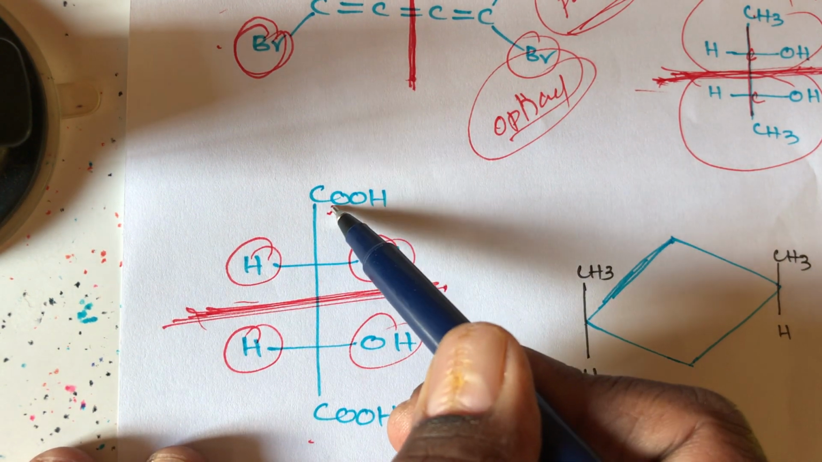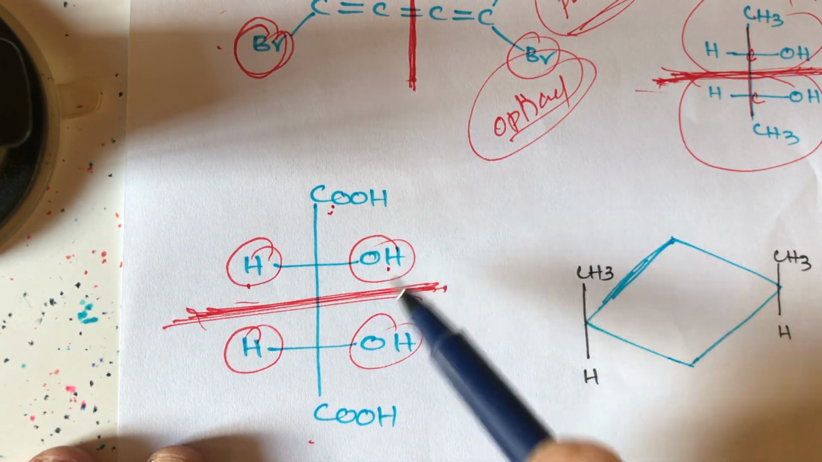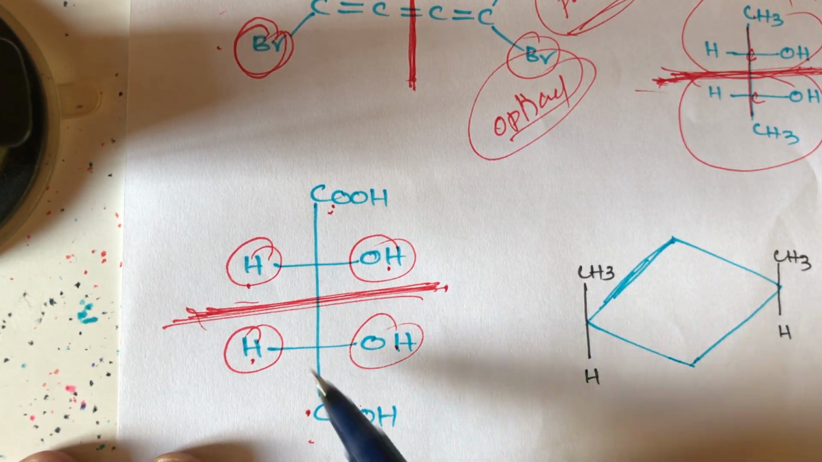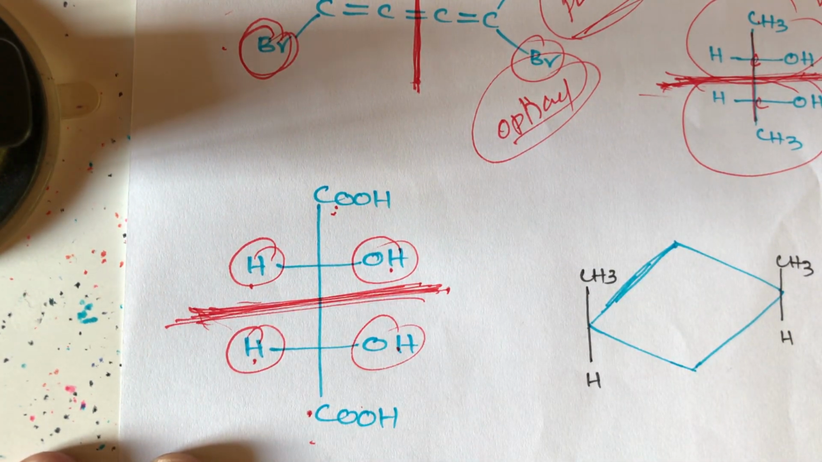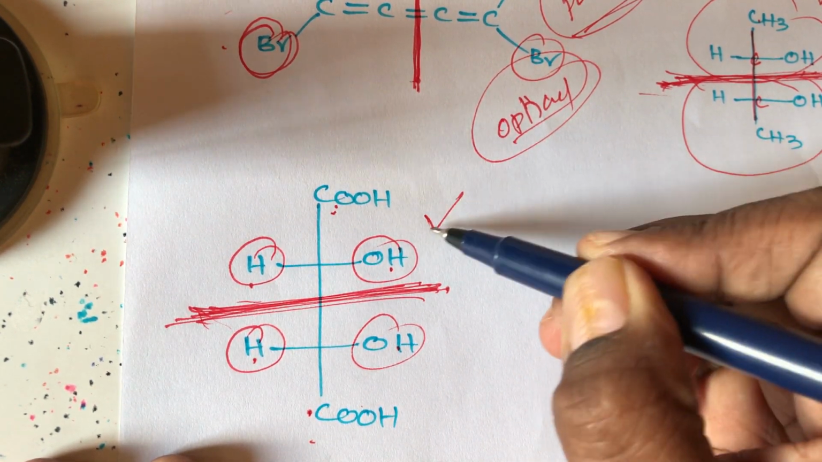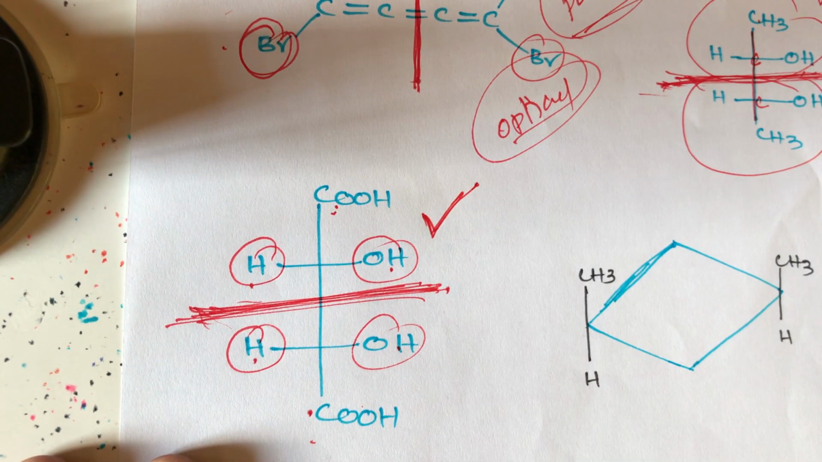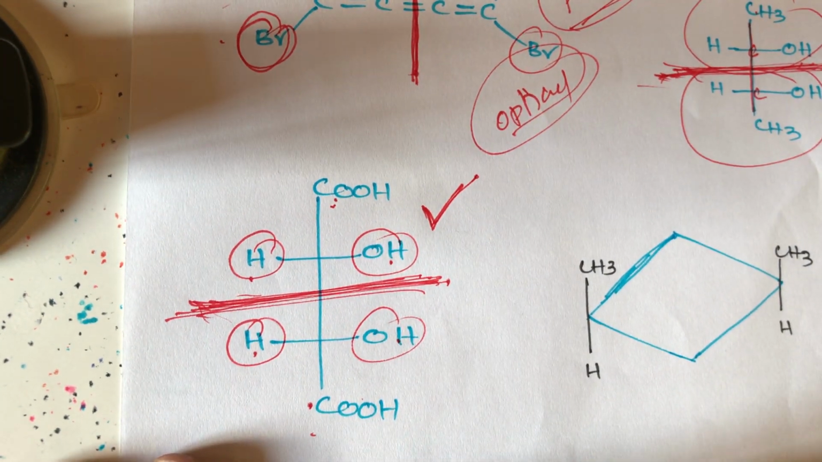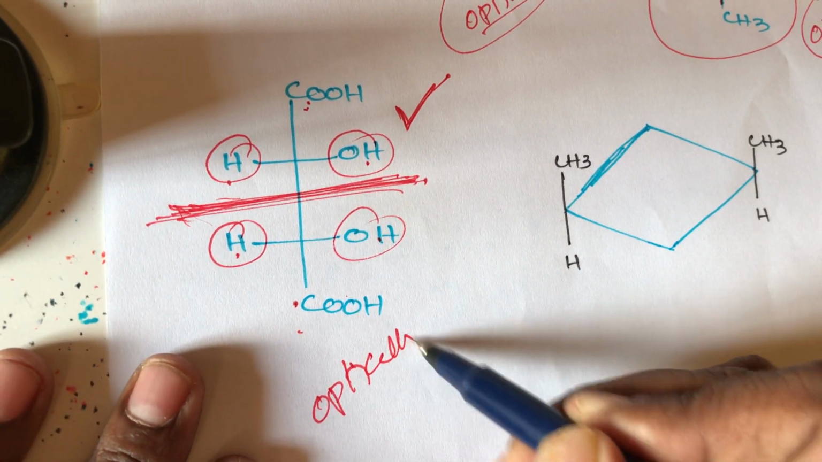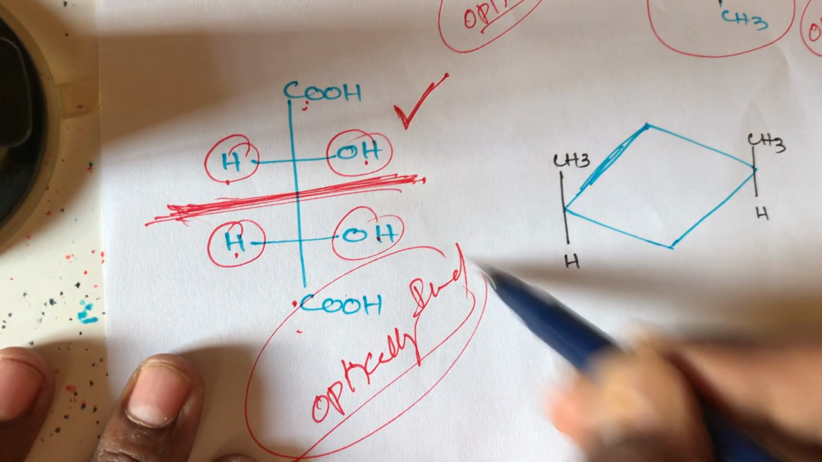Above the plane, the COOH group is there, hydrogen is there, and on the right side the OH group is there. Below the plane, hydrogen is there, the right side OH is there, and the COOH group is there. So both are mirror images of each other. That's why this compound also contains a plane of symmetry. A molecule with a plane of symmetry is always optically inactive. This is also important, students.